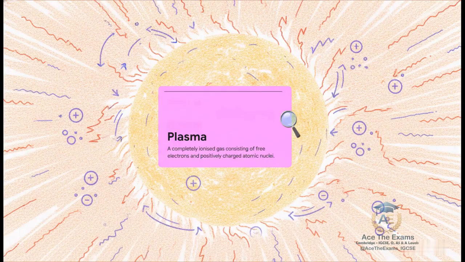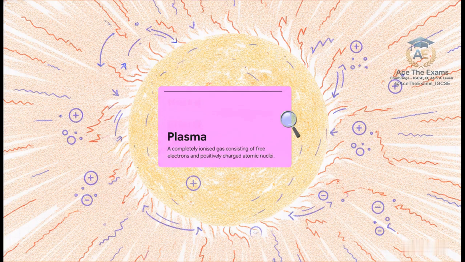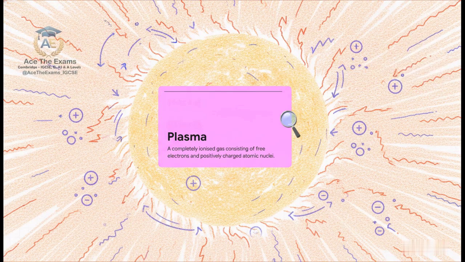Now, things get a bit more complex. The core temperature of the sun hits about 15 million Kelvin. At that insane heat, matter cannot exist as a normal gas. It becomes plasma. You might be asked to define plasma. Sam usually writes, it's a hot gas, 0 marks. The examiner is looking for specific keywords. It is a completely ionized gas consisting of electrons and positively charged atomic nuclei because it's simply too hot for neutral atoms to hold together.